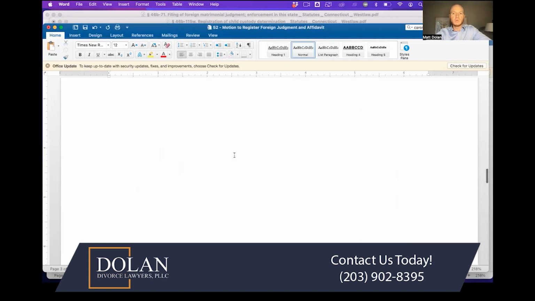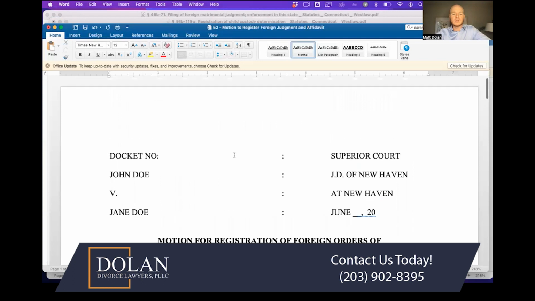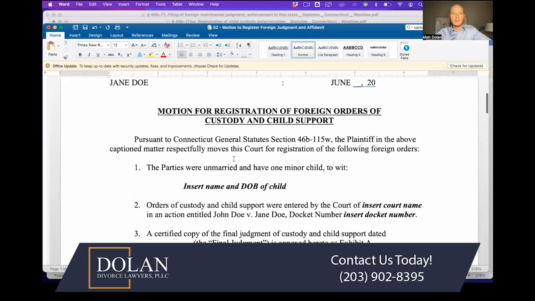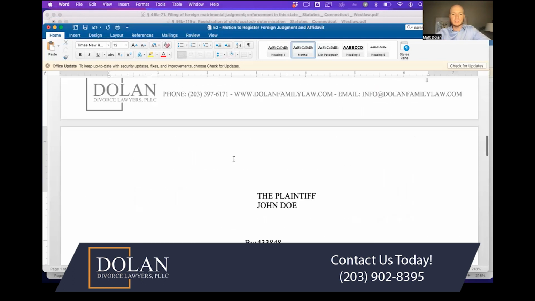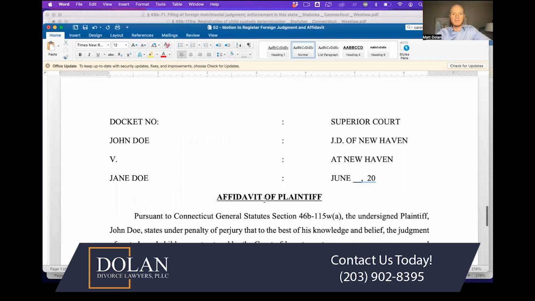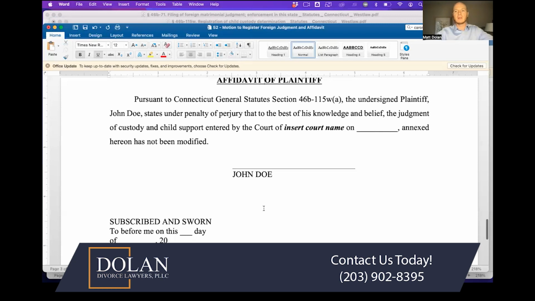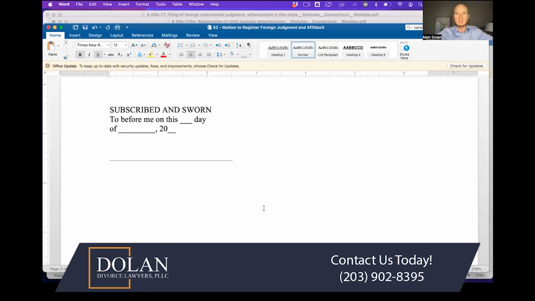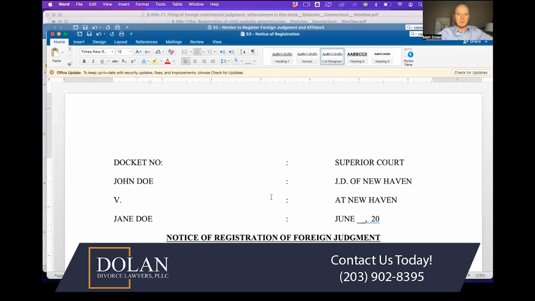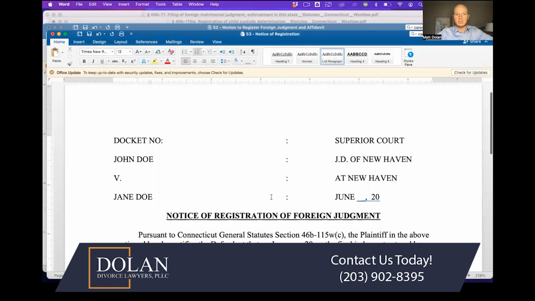So you're going to file with the Connecticut court. You're going to file that motion for registration along with the affidavit of the person who is seeking to register it in Connecticut, and include the 2 copies of the existing orders, one of which is certified. So you're going to file those with the court. And then after they are filed, you have to, again, pursuant to that statute, provide notice to the other party.